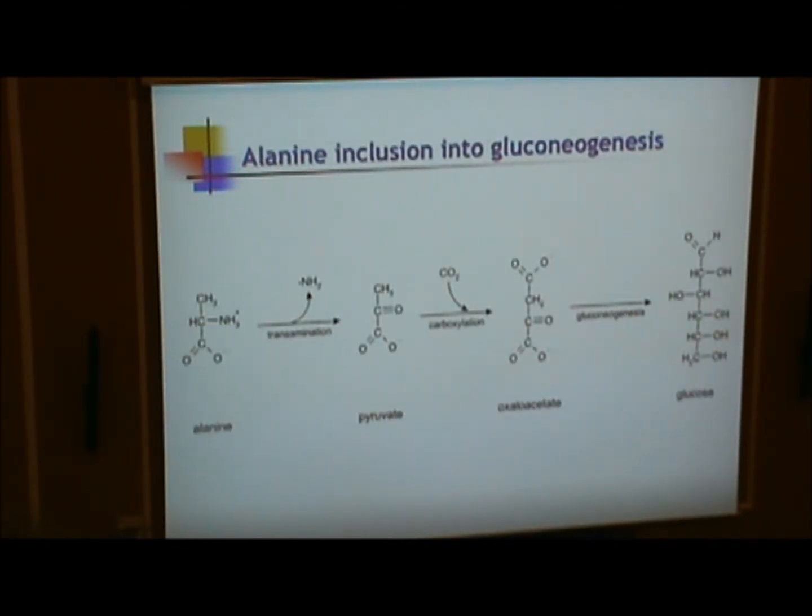The next typical glucogenic amino acid is alanine. So alanine is transaminated. It converts into pyruvate. Pyruvate is carboxylated, converted into oxalacetate, and oxalacetate is a metabolite of gluconeogenesis. It converts into glucose.